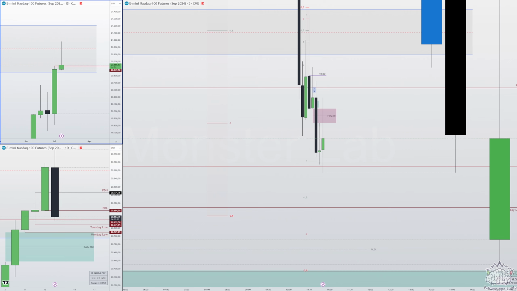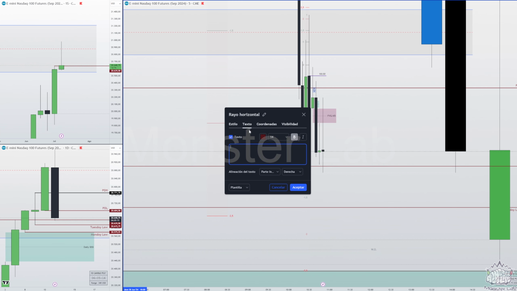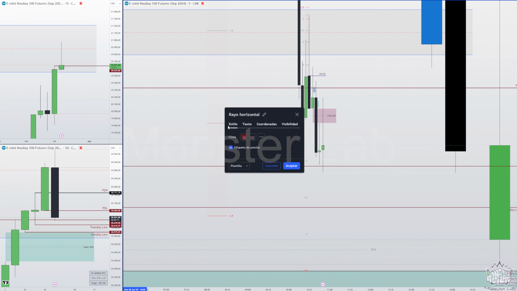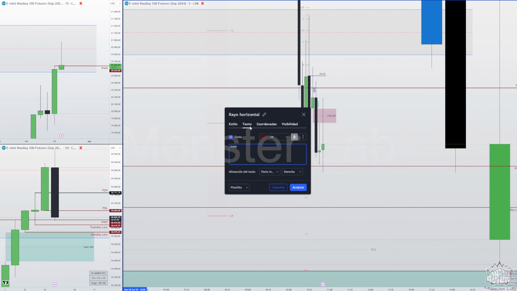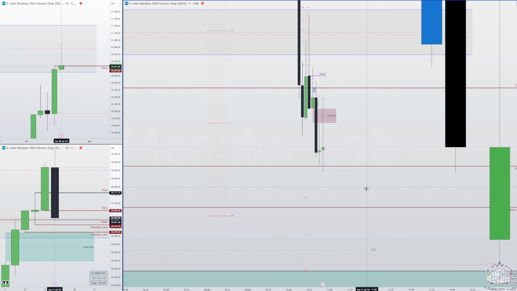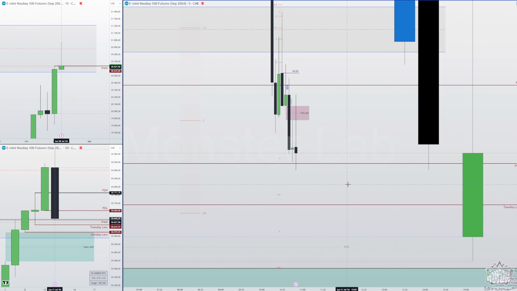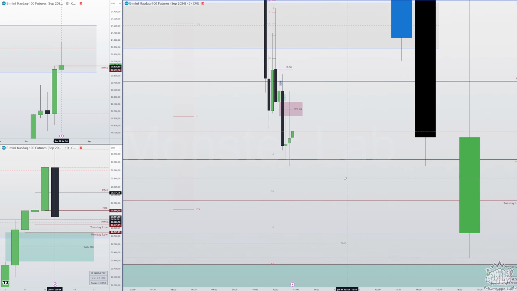Good observation, Mark and MK. So it's important when price closes below the previous weekly high for the bearish continuations. If price closes below the previous weekly high, this is one big confirmation for the continuation to the Tuesday low and the Monday's low. Yeah.